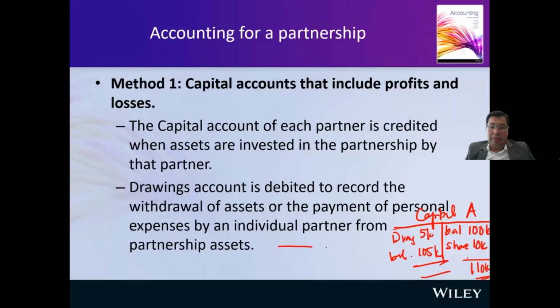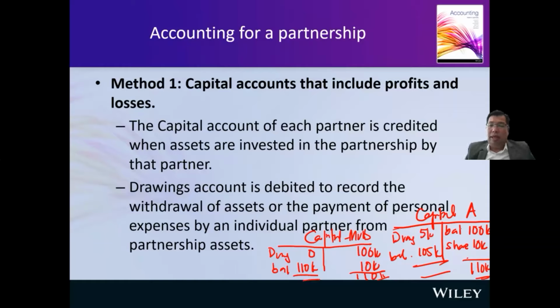Maybe we have another example. Maybe I just create another example. Maybe capital for Mr. B. Mr. B originally also contributed 100,000. So the share of profit is 10,000. So the total is 110,000. But he doesn't have any drawing. No drawing for B. Drawing is 0. So the balance now for his capital is 110,000. Are you okay with this?